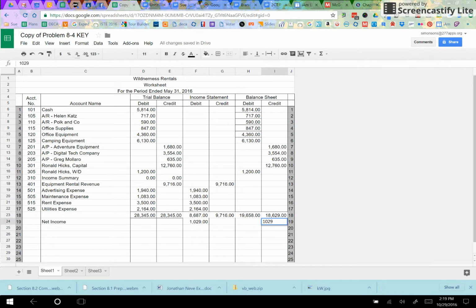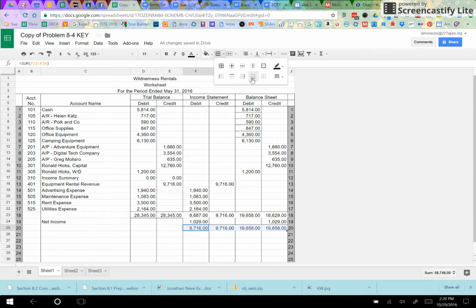I can also double check. Let's do this. Let's say equals this guy minus this. They're the same amount. So I know that that amount, my net income, is going to go over here to capital. And I'm going to do another ruling here. Bottom rule. And I'm going to guess that my auto sum of these 2 cells is now going to make my income statement in balance and make my balance sheet in balance.